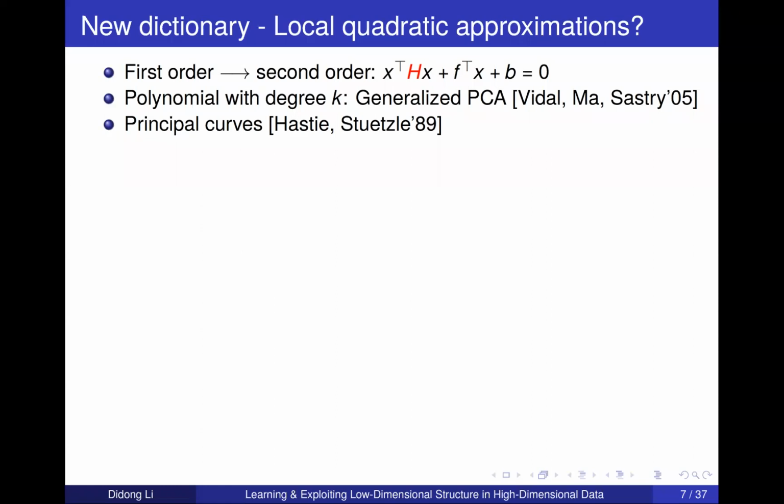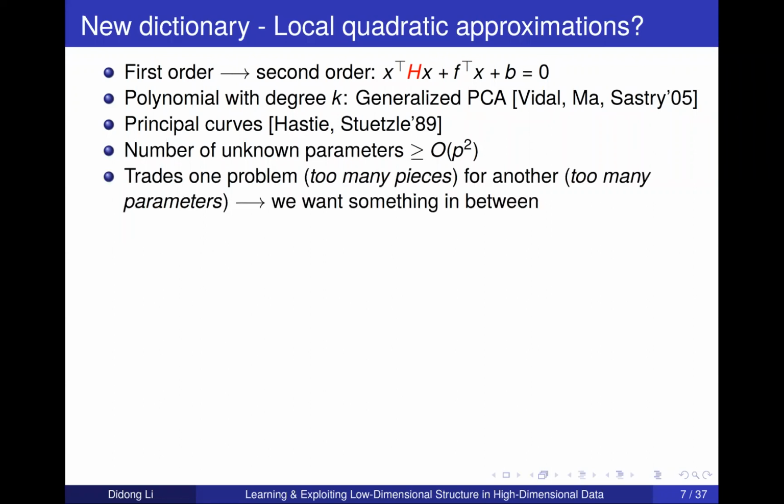But the problem for this kind of generalization is that the number of unknown parameters will be of order p to the k for a degree k polynomial. Even for the quadratic case, it's still of order p squared. And as I mentioned, sometimes this p is really huge. So we don't want to trade one problem for another. We don't want this many parameters. We want something in between. We tend to call it a 1.5 order approximation.